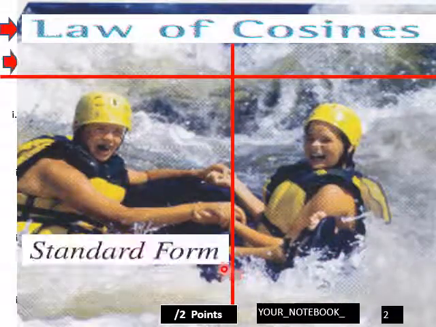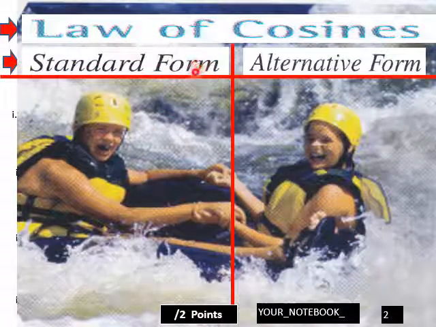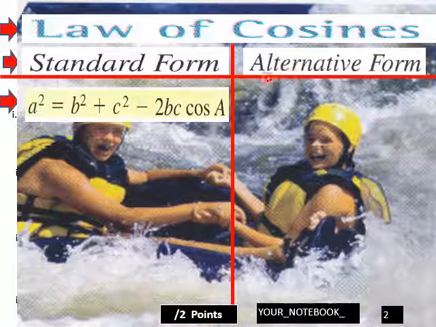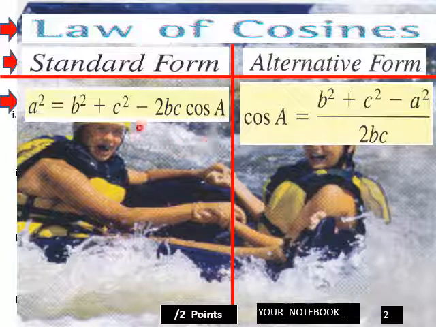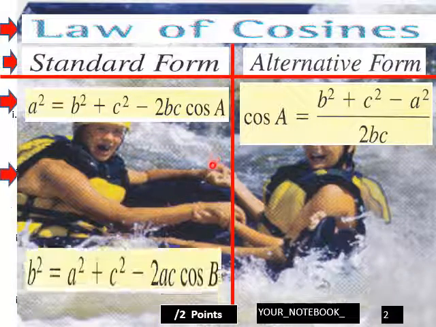Page 2 in your notebook, law of cosines, standard form and an alternative form. So we have this situation here: a squared equals b squared plus c squared minus 2bc cosine A. That would be your standard form for finding a side. And then the alternative form of this, using the angle, is cosine A equals b squared plus c squared minus a squared all over 2bc. Whichever you find would be simpler.